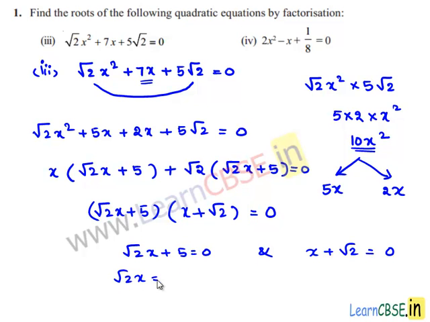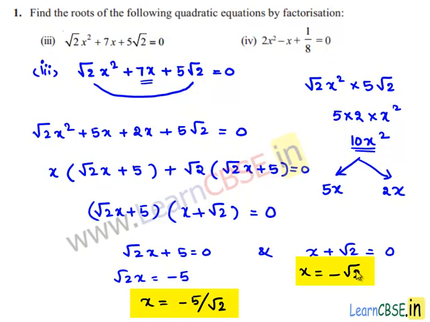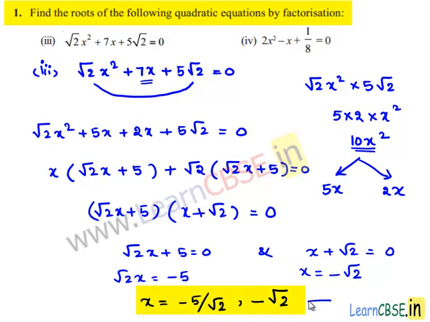Root 2x is equal to minus 5 and x is equal to minus 5 divided by root 2. And here x will be minus root 2. Therefore, x is equal to minus 5 by root 2 comma minus root 2 are the roots of the given quadratic equation.